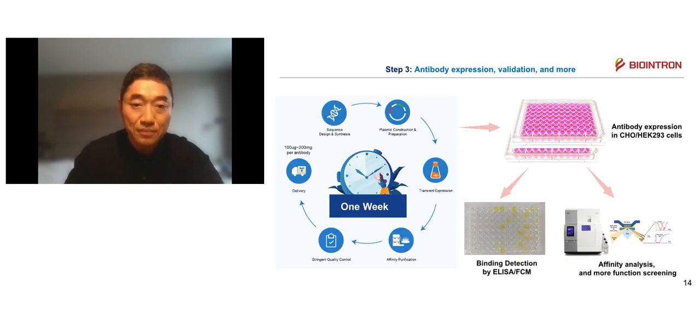When we get those paired sequences for each antibody hit, we will begin with gene synthesis and plasmid preparation, then transfection into HEK cells, and then antibody production and purification. This will be done in just 1 week. After we get the purified antibody hits, we can do many downstream things like plate-based screening, cell-based screening, affinity analysis, and many more functional screenings, which I will show in my coming slides.